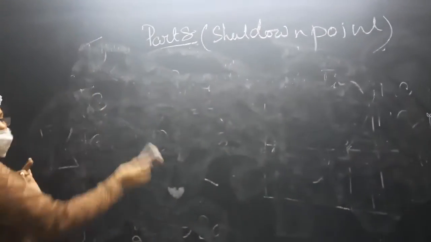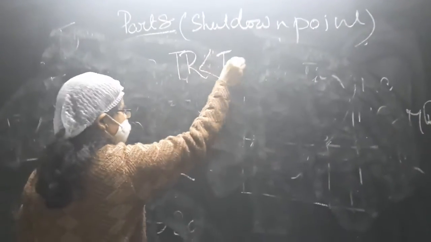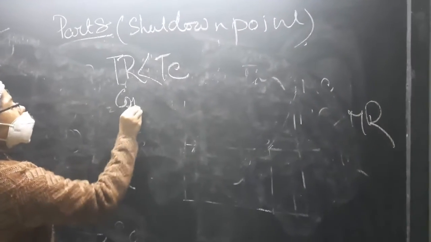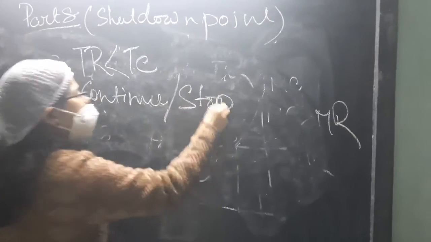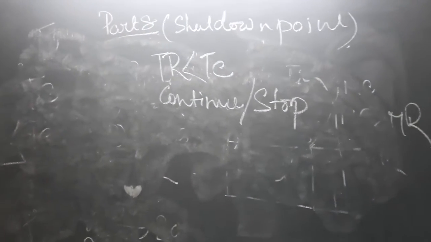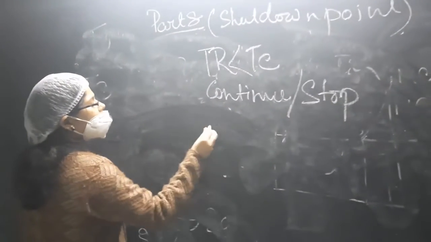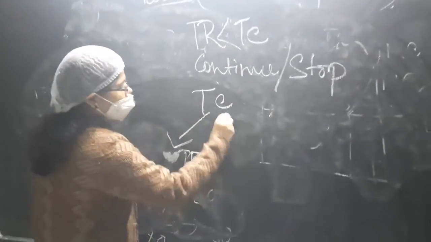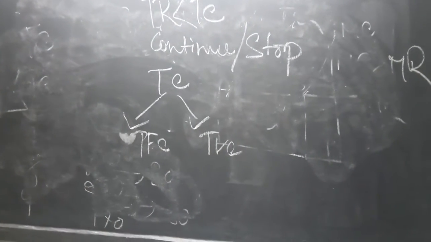Just a minute. When TR is less than TC, whether the firm will continue or stop the production depends on some factors. What are the factors? First of all, I have said that we are talking about the short run. In the short run, there are two costs: one is TFC and another is TVC, total fixed cost and total variable cost.